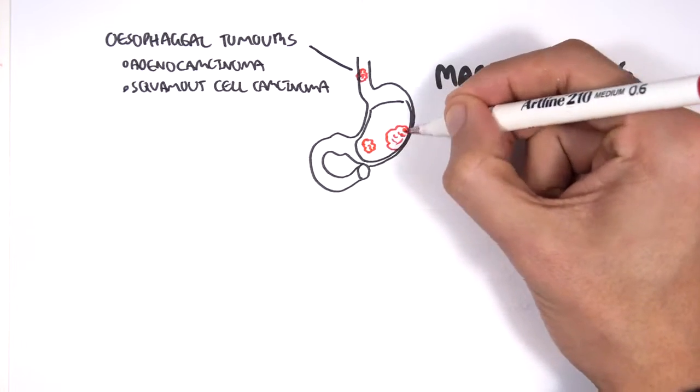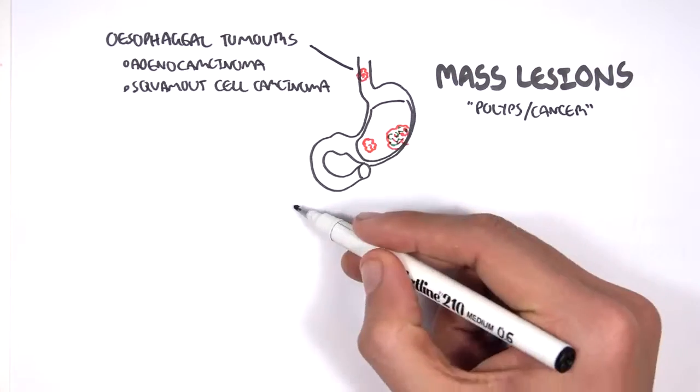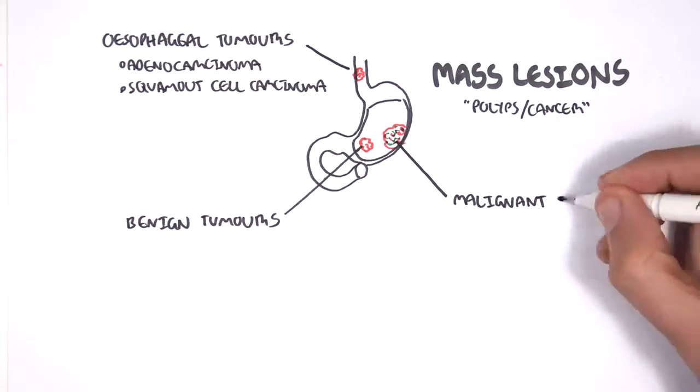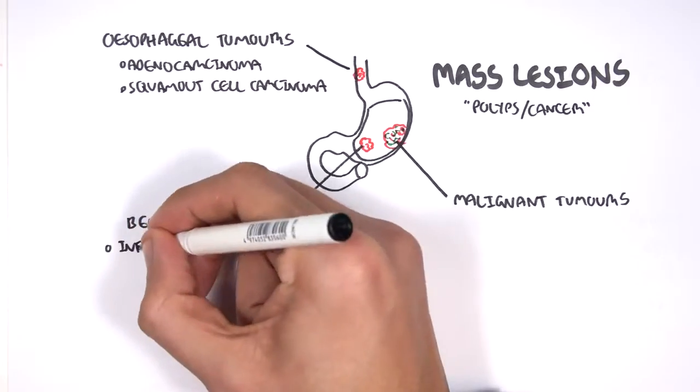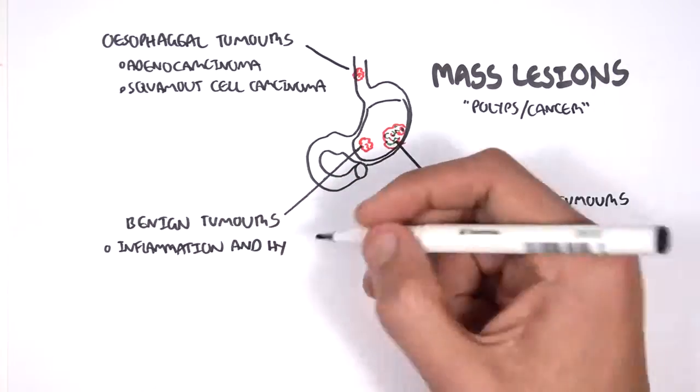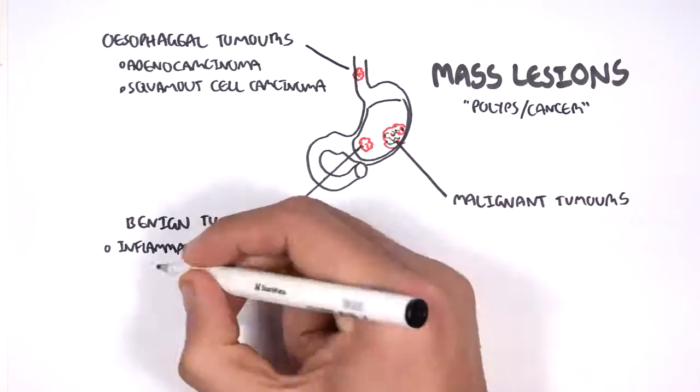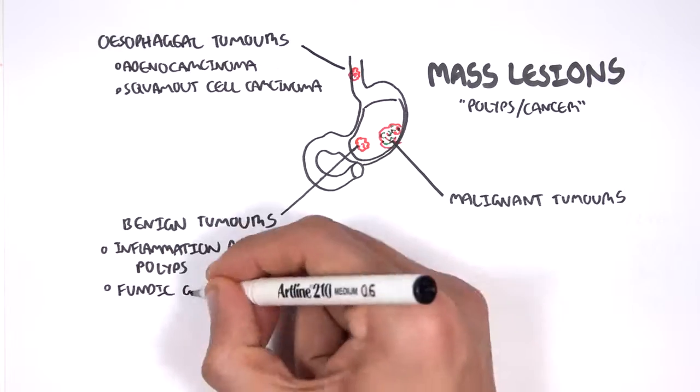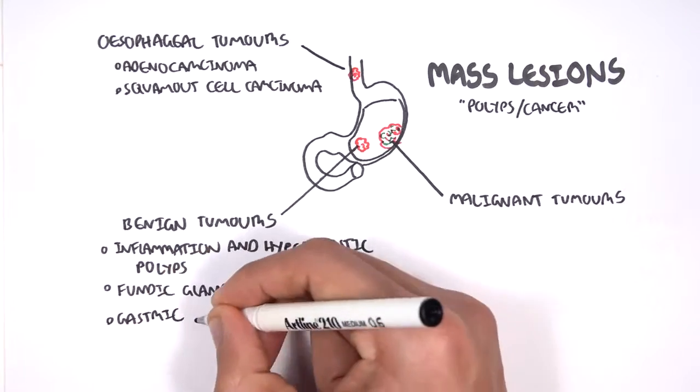Now, we can also have growths within the stomach. They can be benign tumors or malignant tumors. Let's talk about benign tumors. We can have a few types. There can be inflammatory and hyperplastic polyps, fundic gland polyps, and gastric adenomas.